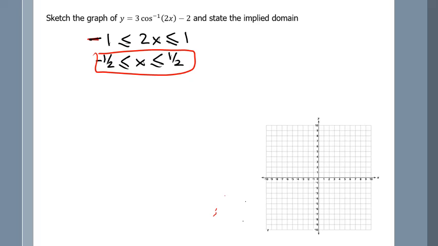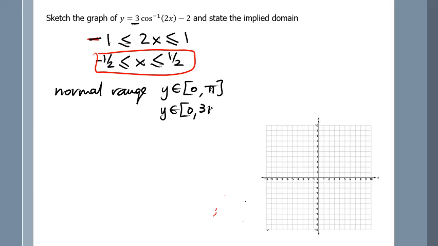Now our range. My normal range for a cos inverse graph, like for a basic graph, we know y would be an element of 0 to pi. However, what's occurred to this graph, it's been dilated factor 3 from the x-axis, so our range would now be y is an element of 0 to 3 pi, because everything's 3 times as far away from the axis. 3 times 0 is 0, 3 times pi is 3 pi, and then it's also been translated down 2. So our range for this function, y is an element of -2 to 3 pi minus 2.